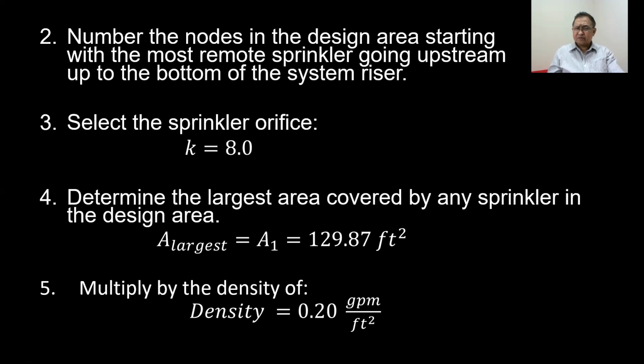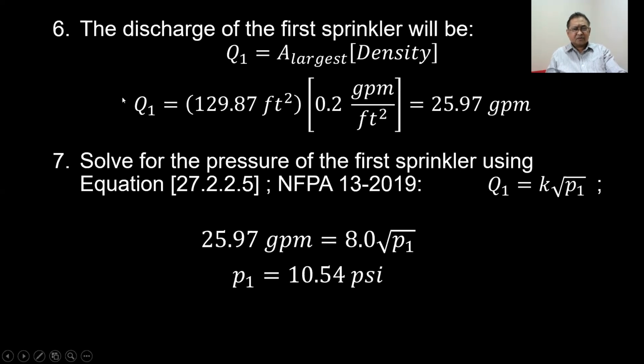Then we select the sprinkler orifice. So we choose K equals 8.0. Then we determine the largest area covered by any sprinkler in the design area. This is taken from the layout, and we determined it to be 129.87 square feet. And multiply this result by 0.2 GPM. So the discharge of the first sprinkler will be 129.87 square feet times 0.2 GPM per square feet. It will be equal to 25.97 GPM.